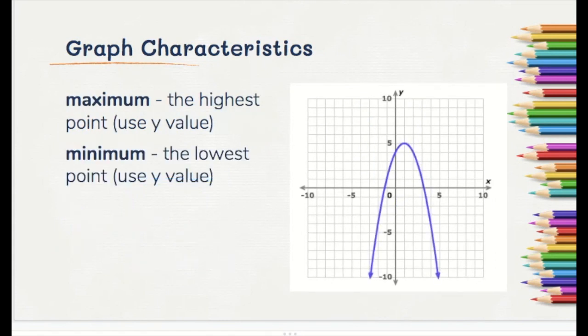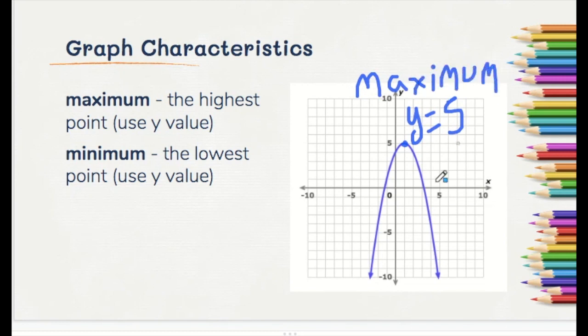All right, now let's learn about maximum and minimum. In this graph here, they'll probably ask you for the maximum, and where is the highest point? Well, let's take a look. It is at 1, 5. Actually, for maximum, they're only looking for the y value, and the y value is 5. That is the highest point, the maximum.